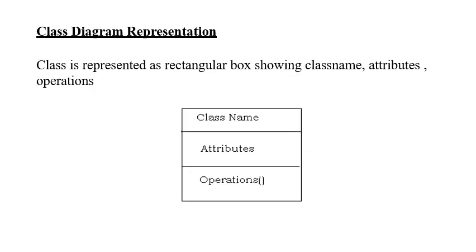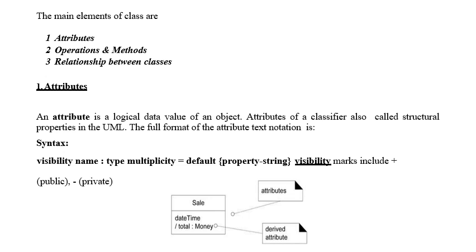The class is represented in a rectangular box with the class name, attributes and operations. So what are the attributes? It is a logical data value of the object. Here the attributes in this example are date, time, total, money. It is a logical value, and an attribute of a classifier is also called a structural property in the UML. The syntax is given here: visibility, name, type, multiplicity, default. Visibility is public or private. So this is the attribute syntax and the example.